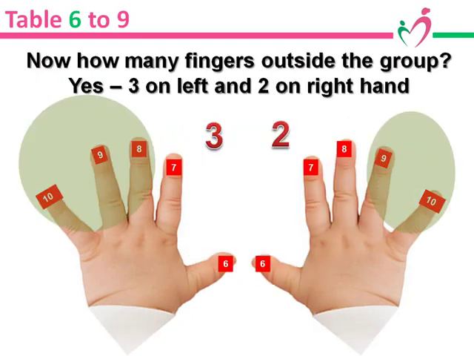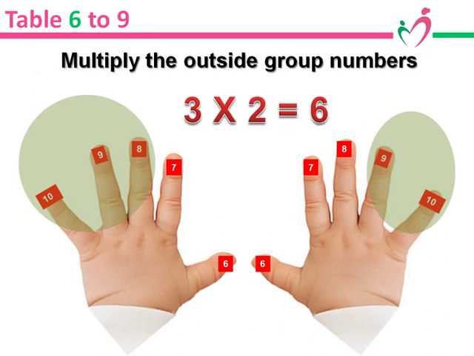Next, how many fingers were not inside the group? So there were 3 fingers left out of the group on the table's hand. And there were 2 fingers on the right side of the hand, on the times table. We simply multiply the number of fingers outside the group. So there were 3 fingers on the left hand and 2 fingers on the right hand. So 3 multiplied by 2 is 6.